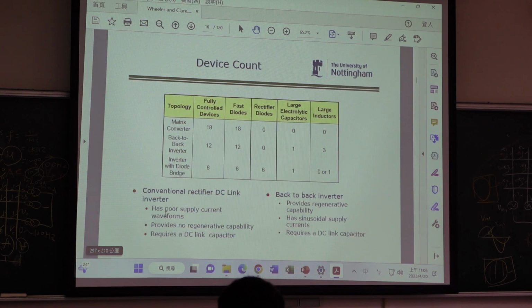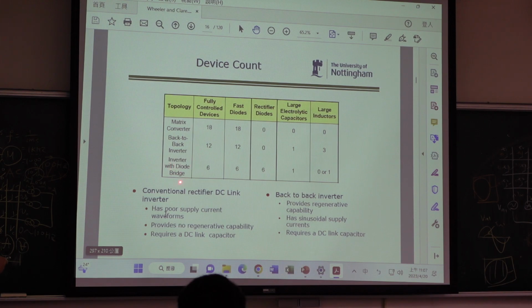So this topic is quite serious. We have to compare in depth. Matrix converter, 18 IGBT. Back-to-back, 12. But back-to-back need one huge capacitor. So do you think one huge capacitor and the 6 IGBT, which one is more expensive? It is very hard to say, right? And this is huge, but the 6 IGBT is small. Okay.